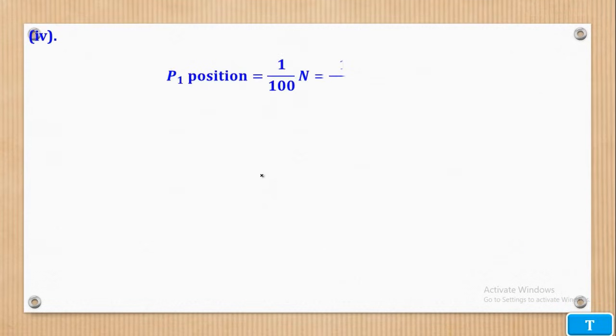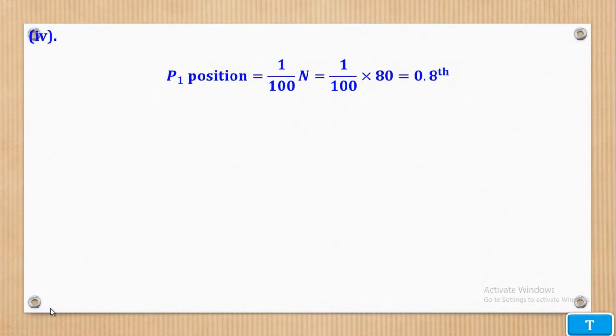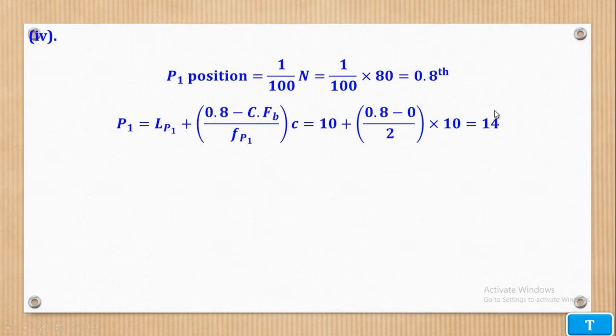The next was percentile range, so we have to get the P1 position, which is 0.8. So locate it. That will be the one. Then here, this is the lower class boundary, frequency of that class. Now cumulative frequency before this is 0, and the class width is 10. Therefore, you substitute and come up with 14 as our P1.